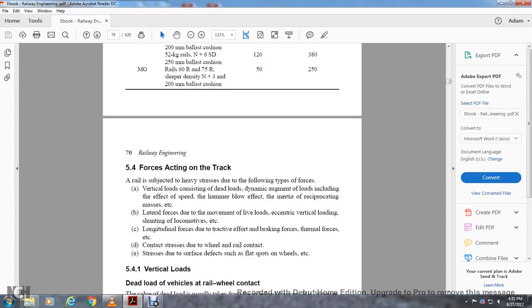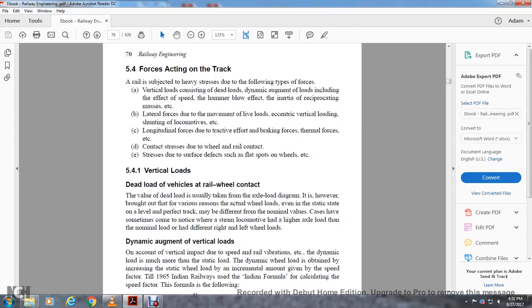5.4 Forces acting on the track. A rail is subject to heavy stress due to the following types of forces. Vertical loads, consisting of dead loads and dynamic augment loads, including the effect of speed, hammer blow effect, and reciprocating masses, etc. Lateral forces due to the movement of live loads, lateral components of vertical loading, and shunting of locomotives. Longitudinal forces due to tractive effort and braking forces, thermal forces, etc. Contact stress due to wheel and rail contact, and stress due to surface defects as well as flat spots on wheels, etc.